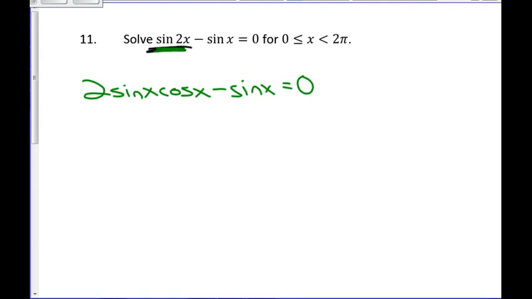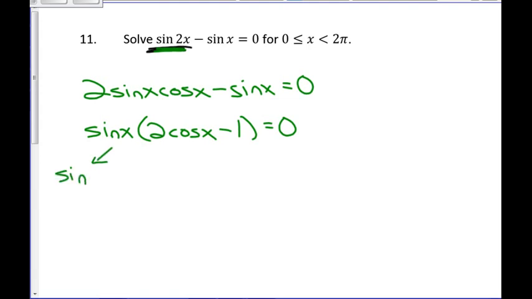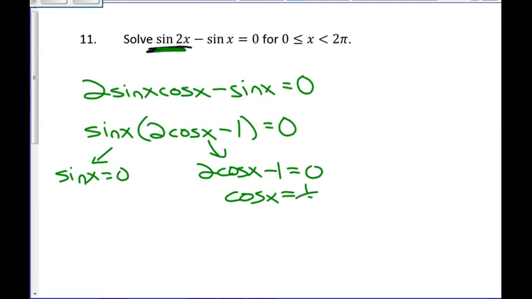And once we do that, we're often looking for ways to factor. The simplest way to factor, and the way you always look for first, is a common factor. So if I take sine x out of that, I'm left with 2 cos x minus 1. Each of these gives an elementary equation. So sine x could equal 0, or 2 cos x minus 1 could equal 0, which means that cos x equals a half. Okay, let's solve each of these.